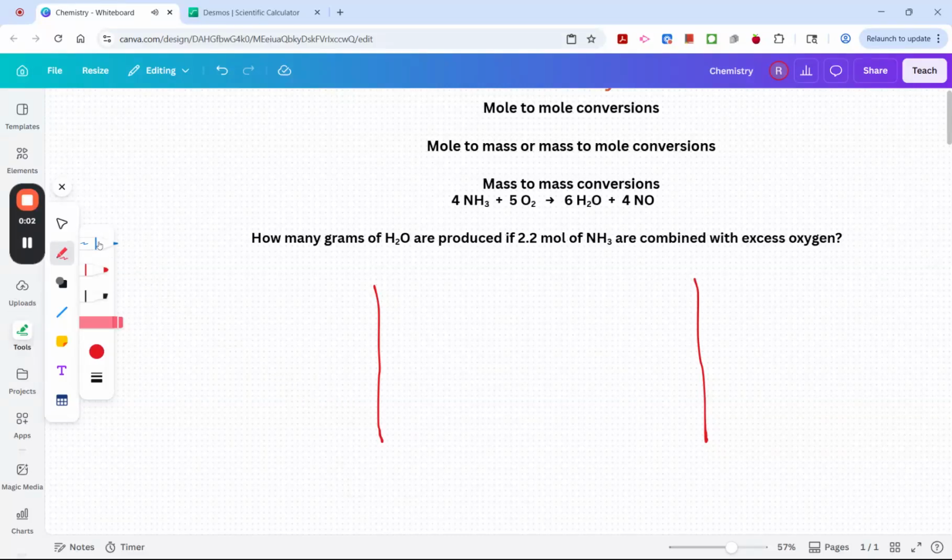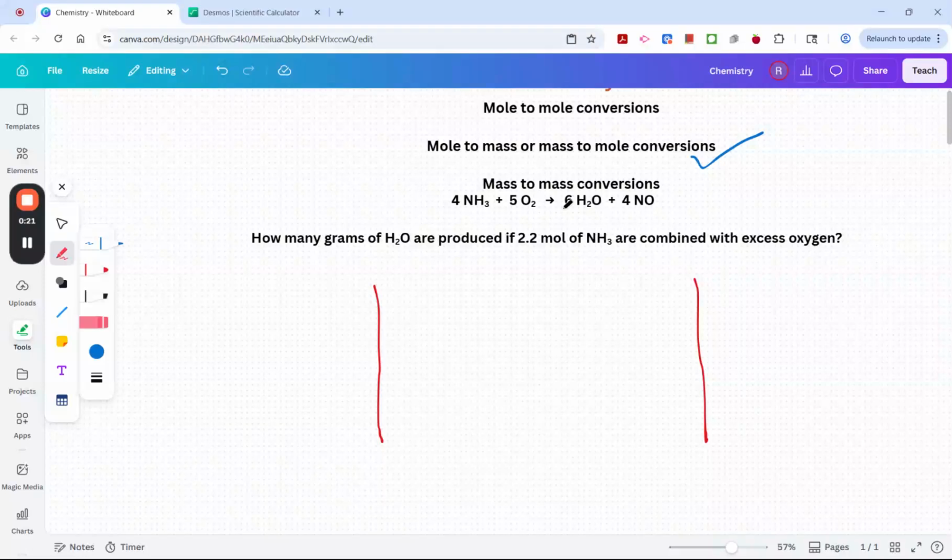Hello everyone. Last time we covered mole to mole conversion, so today I'm going to go to the next part, that is mole to mass or mass to mole conversion. Same steps, three column, the easy way to do the mole conversion calculations.